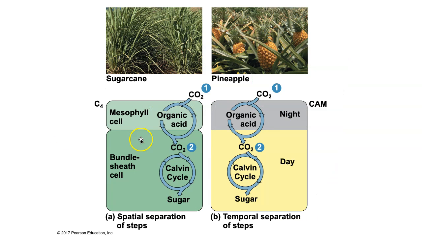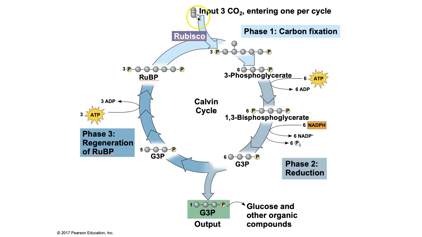In the CAM plant, well, we don't really go into that here. So they create an organic acid, and then the carbon dioxide is again released in that cycle, and then it's fed into the Calvin cycle. This didn't happen in the C3 plants. Recall that carbon dioxide comes in right at the beginning of the Calvin cycle, and then that was it. So these are a little bit different.